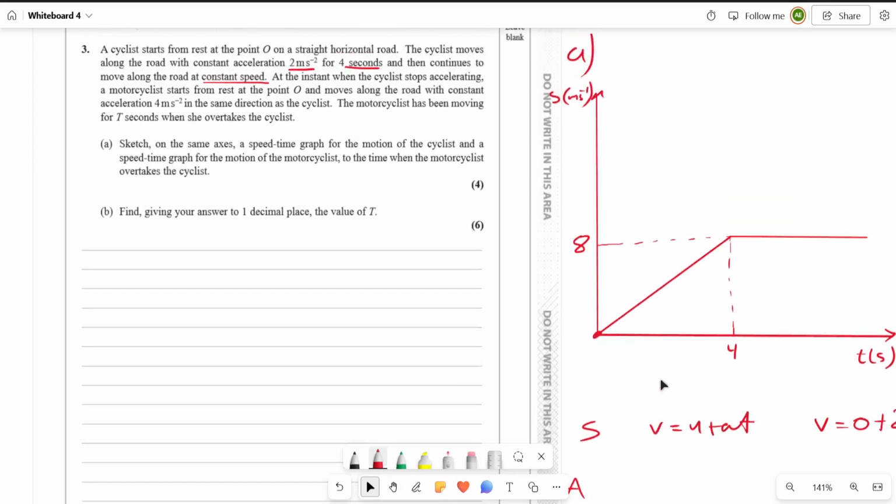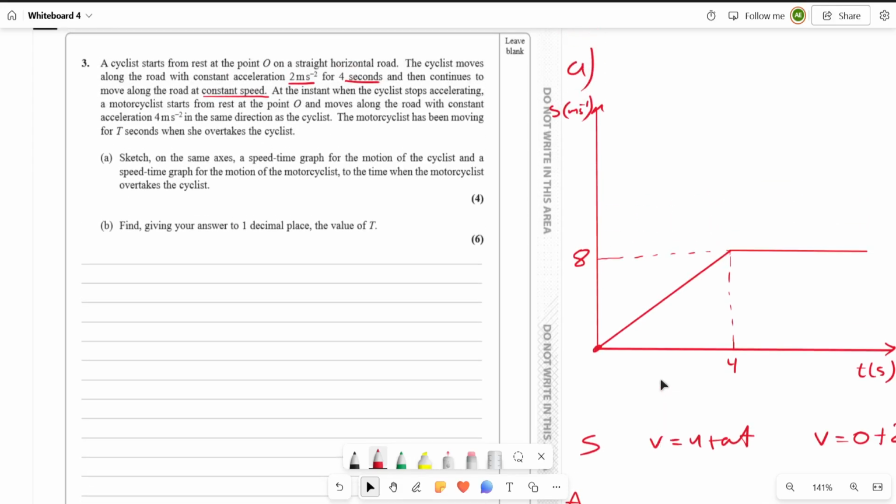Now let's do the one that's a little bit more complicated, the motorcyclist. So what happens? At the instant when the cyclist stops accelerating, when is this instant? It is at t equals 4. So at this instant, after 4 seconds, what happens? Now, let's draw it with another color actually. So at 4 seconds, what happened? The motorcyclist starts from rest.